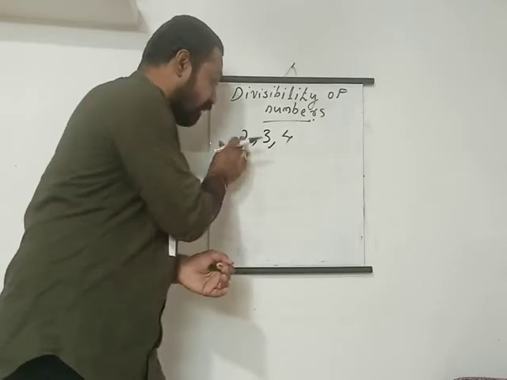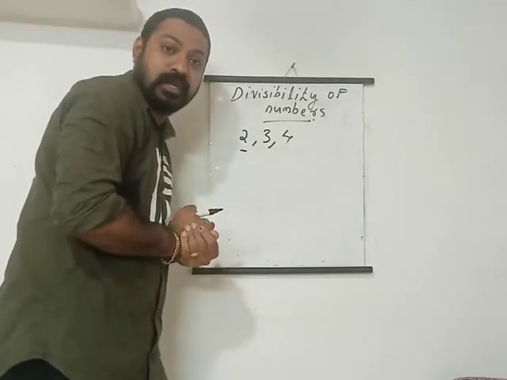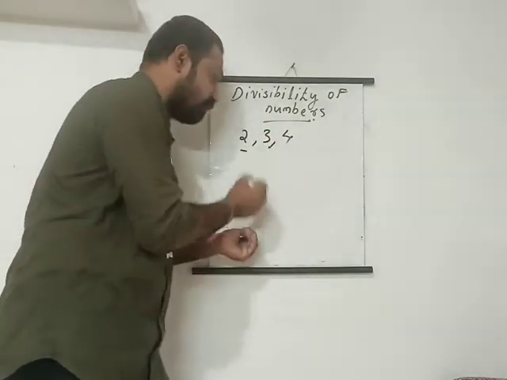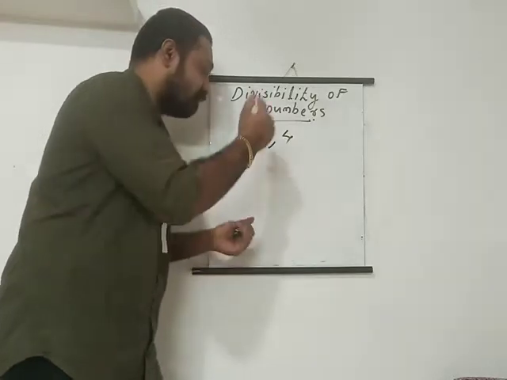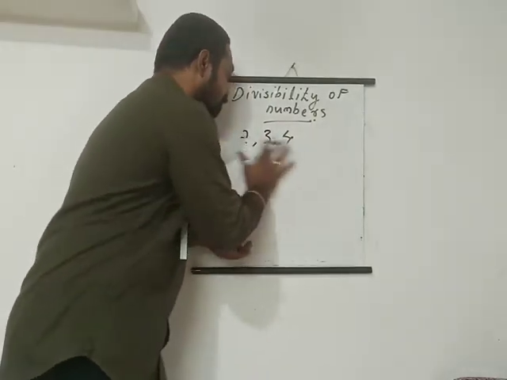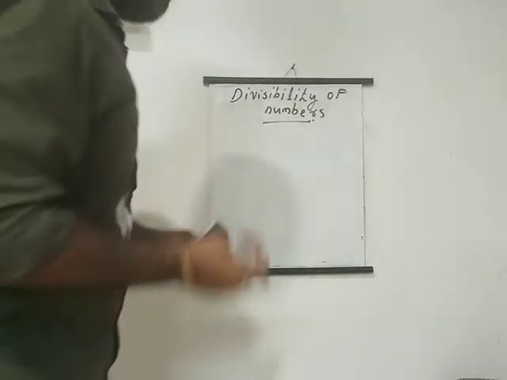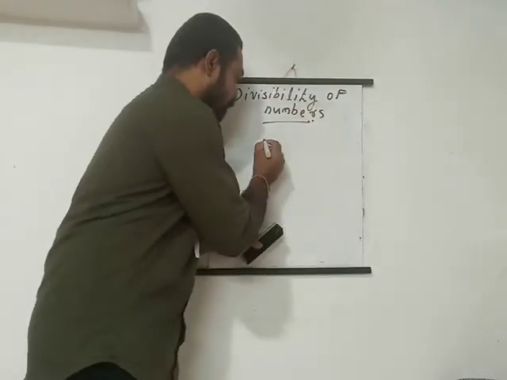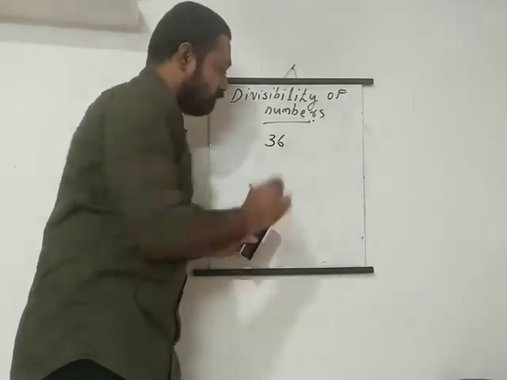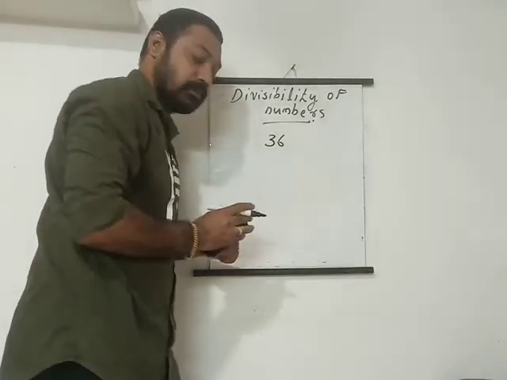For example, we are dividing a number by 2. We get a quotient and remainder 0. That means the number that we took is divisible by 2. Let's take an example. The number 36. I'm going to check whether 36 is divisible by 2.